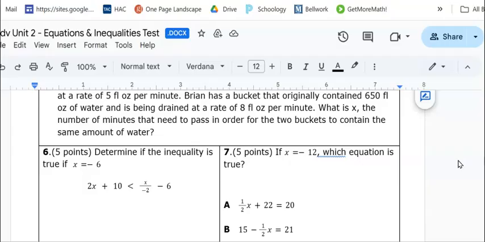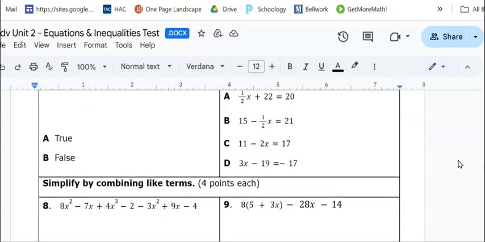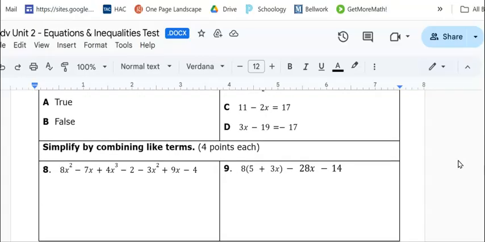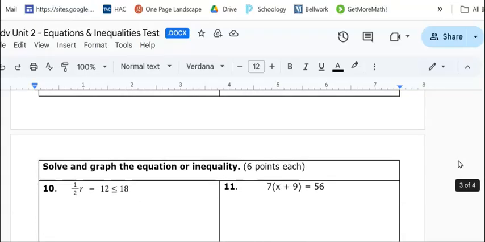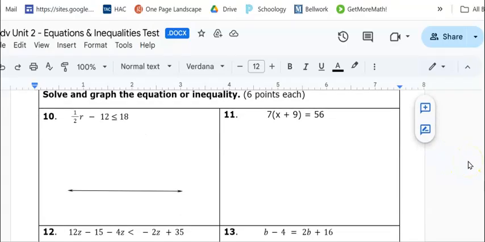Determine the inequality if the inequality is true for x equals -6. If x equals -12, which equation is true? Simplify by combining like terms. Solve and graph the equation or inequality.